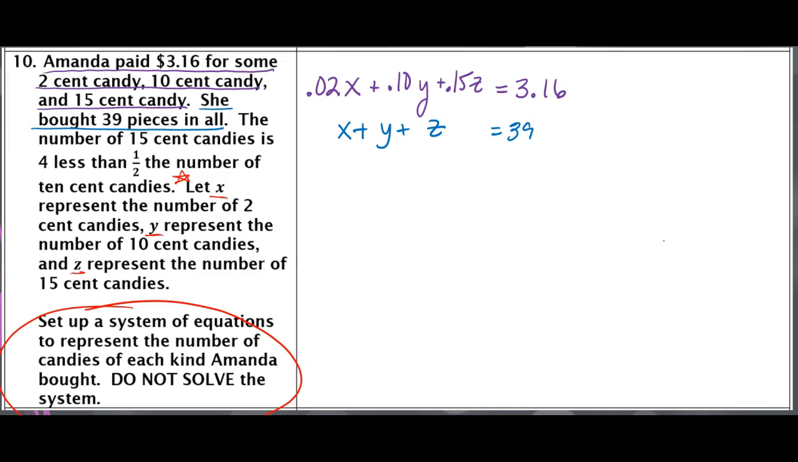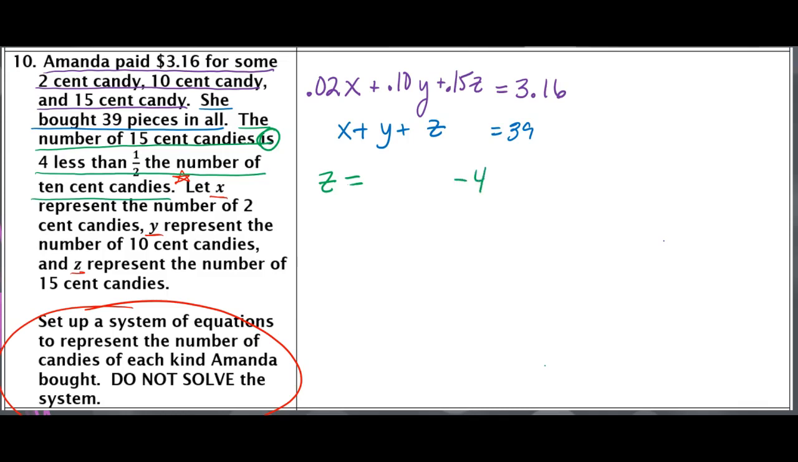And then for our last sentence, the number of 15-cent candies is 4 less than half the number of 10-cent candies. The number of 15-cent candies, if you look down at the bottom, is represented by Z. So I have the number of 15-cent candies is. Is in math almost always means equals. And then it says 4 less than half the number of 10-cent candies. Now, less than is kind of tricky. Even though 4 less than came first, it's actually going to come last as a -4. So I know that it's going to be something -4.